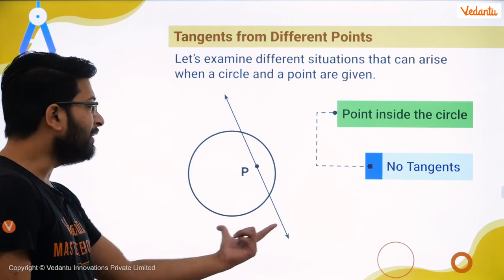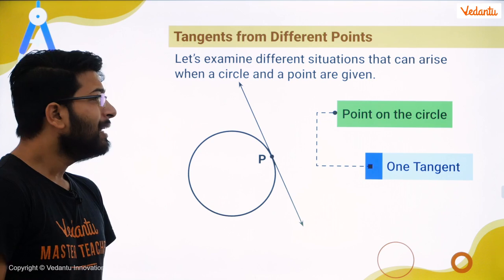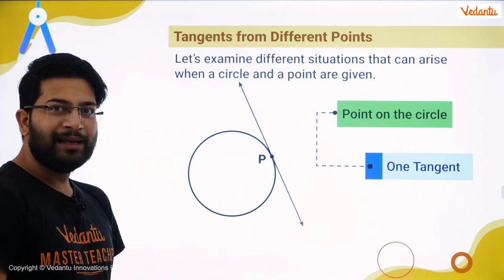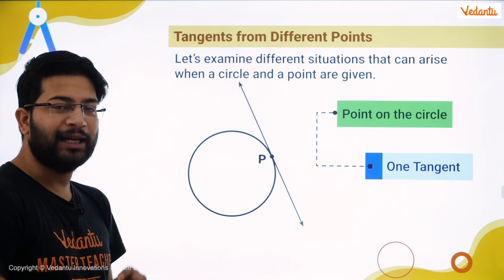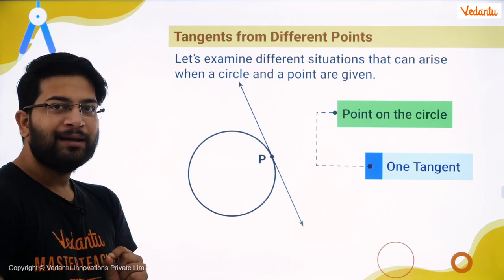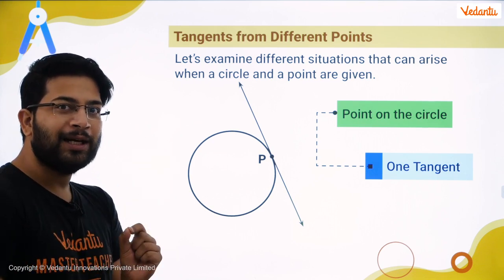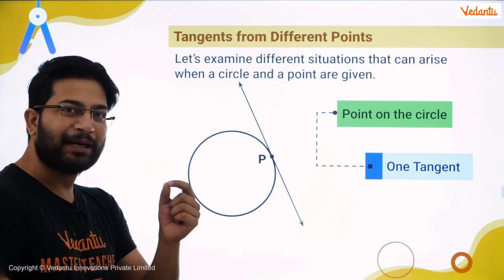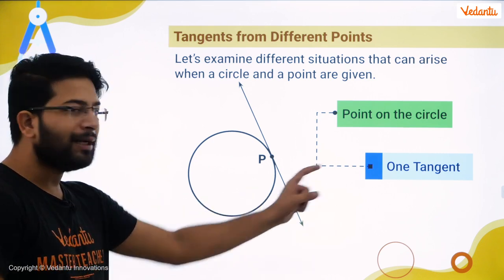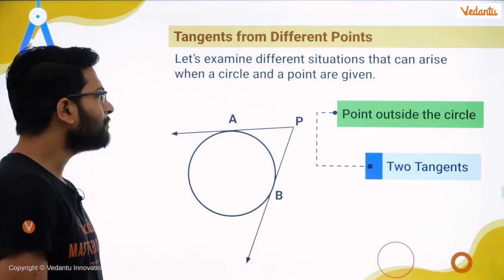Yes, because it will be my secant. Yes. Let's say my point P lies on this circle. If point P lies on this circle, that means point P is a point on the circle, and on this circle we can draw one tangent with respect to every point. So one tangent is possible, right, champ?